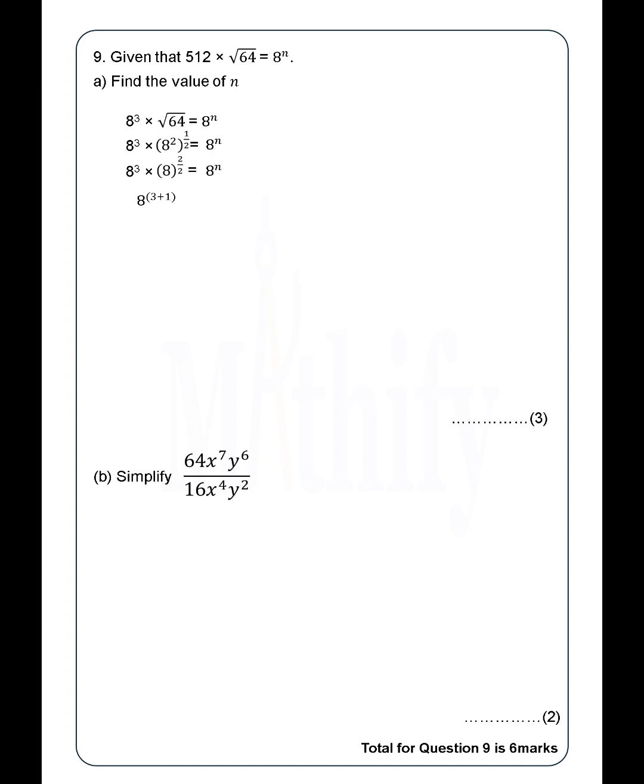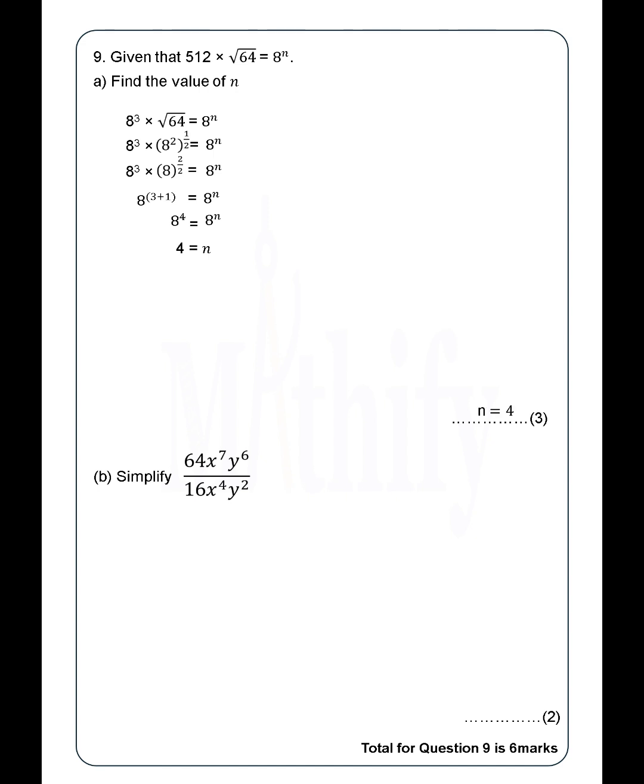Now, because the bases are the same in the form of 8, because this is multiply, the powers will just add. So that's an important difference between 8 to the power of 3 times 8 to the power of 1 and with the brackets. Because with the brackets, you only multiply the powers, you don't add. So that's an important difference you need to know. So 8 to the power of 3 multiplied by 8 to the power of 1 means 3 plus 1 is equal to n. Now n is equal to 4. So that's the final answer.